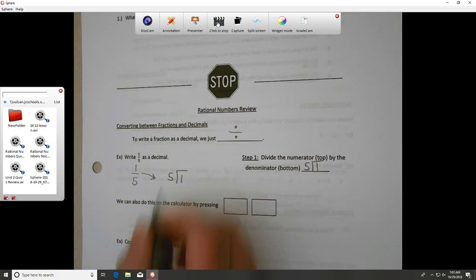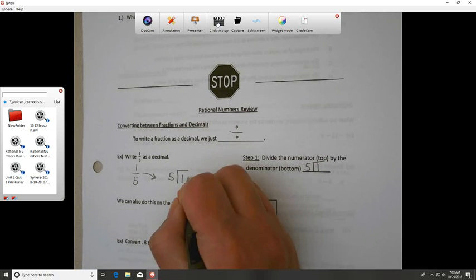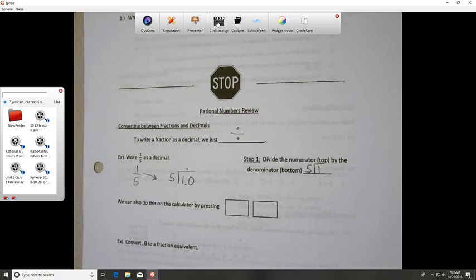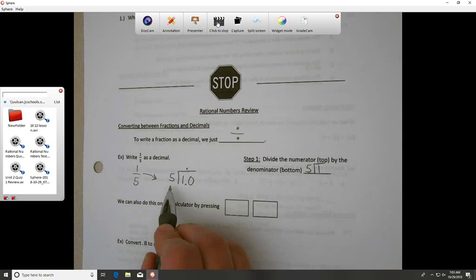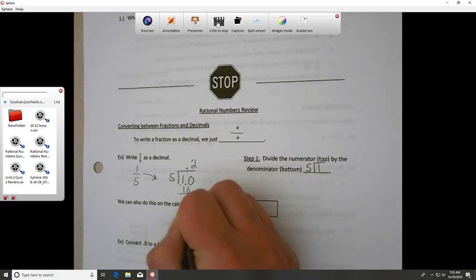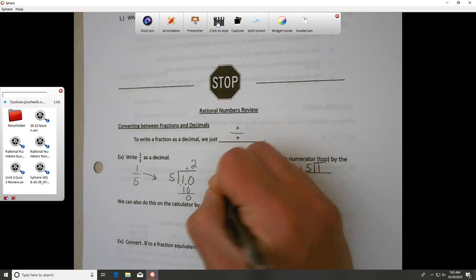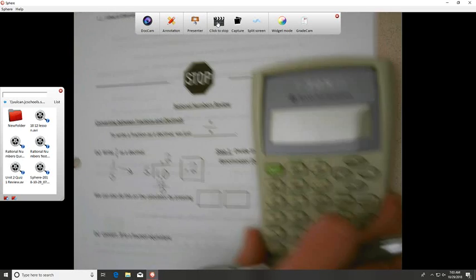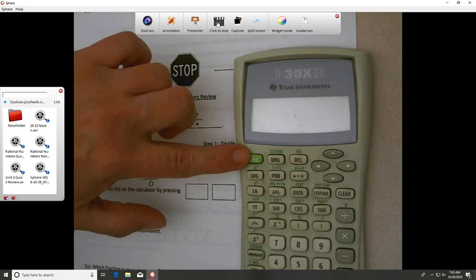Now 5 can't go into 1, so I'm just going to add a decimal and a 0. And then I'm going to bring the decimal straight up into my answer. And now I just need to see how many times can 5 go into 10. Well, that goes in there twice. 2 times 5 is 10. So my answer would be 0.2. You can also do this on the calculator. Hopefully you remember how to do that, but you're pressing second PRB.